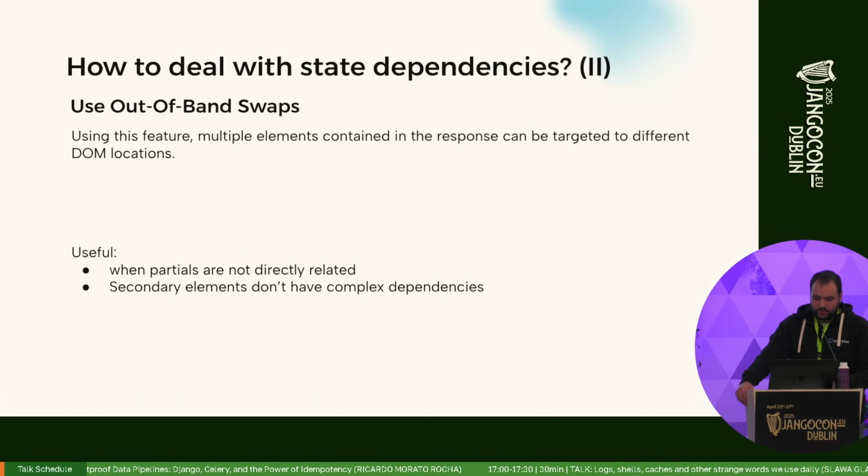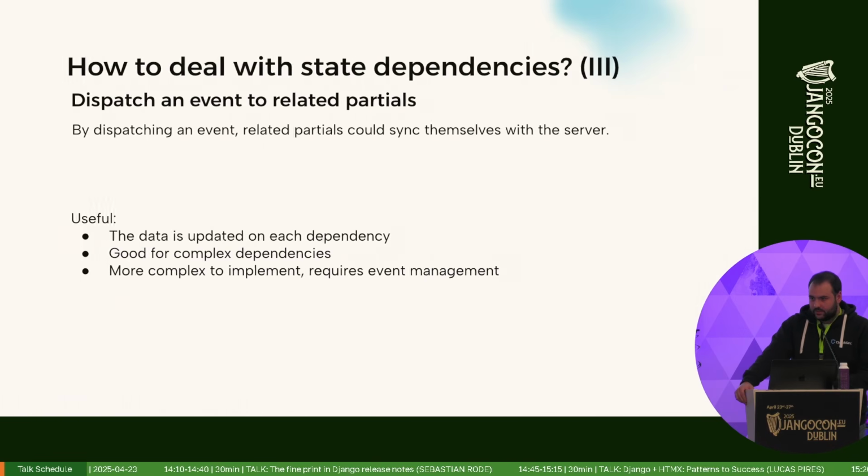The second option is to use out-of-band swaps. So for those who don't know, out-of-band swaps is an HTMX feature that allows you to target different DOM elements in the same response. It's useful when you have partials that are not related, and you can easily deduce the dependencies on their context. Finally, there's the option of dispatching an event to other partials. This is a bit trickier because it requires you to implement event management, but it's good when you have complex dependencies and a lot of unrelated partials.